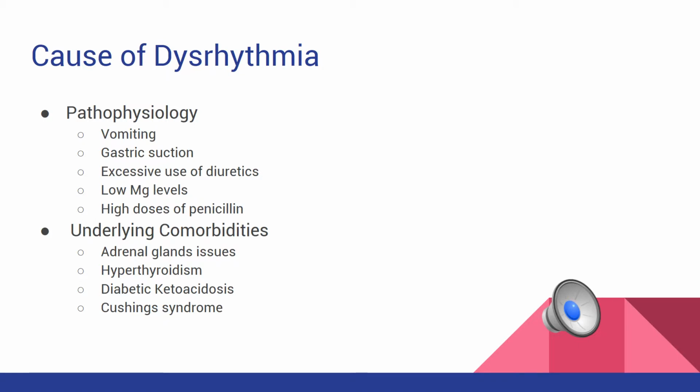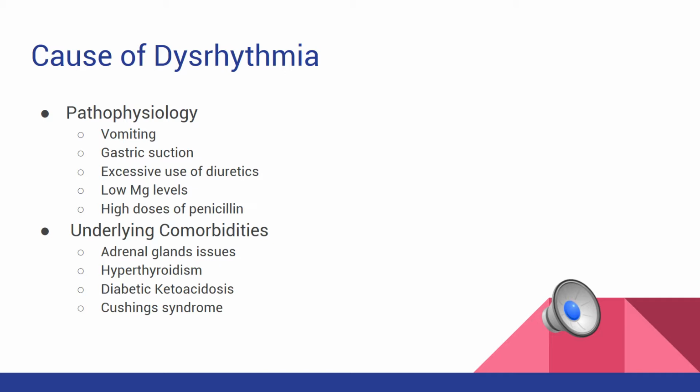All right, so let's look at the causes of hypokalemia. Vomiting, gastric suction, and an excessive use of diuretics are the three most common causes of this dysrhythmia. So all of these things involve losing a significant amount of fluids from the body, which really screws with your electrolyte balance and can kind of throw off and lower your potassium levels.